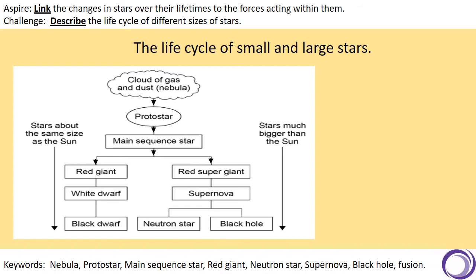But the bigger stars, much more exciting. Instead of a red giant, you get a red supergiant. It's just a lot, lot bigger. And then that can supernova. The end bit that you get left over from the supernova, depending on its size, can either turn into a neutron star or it can turn into a black hole.